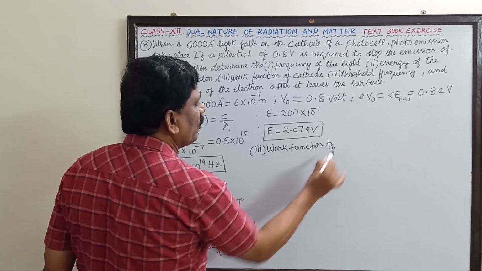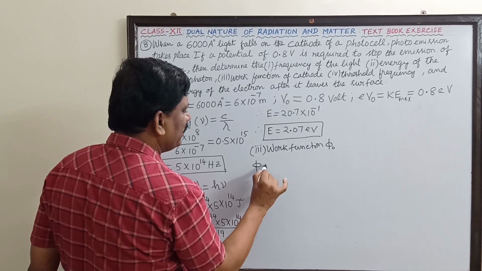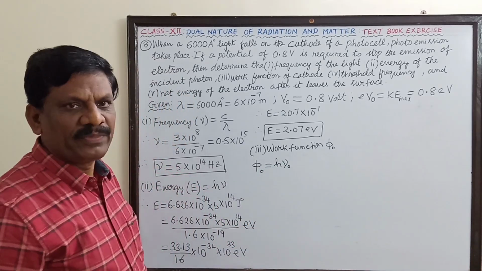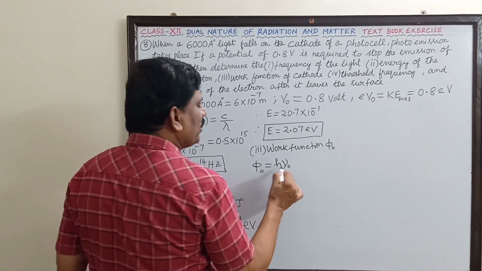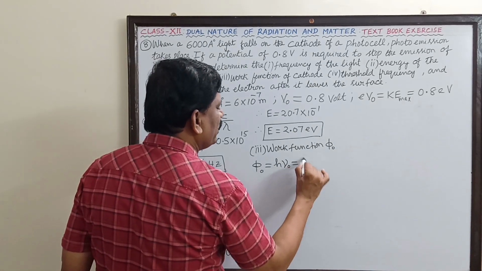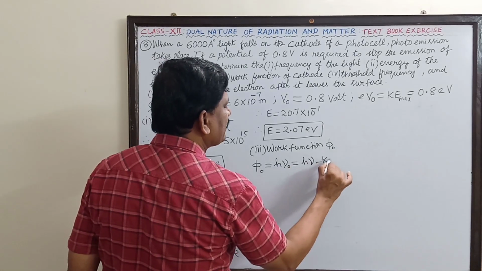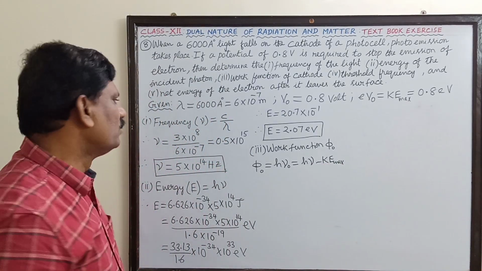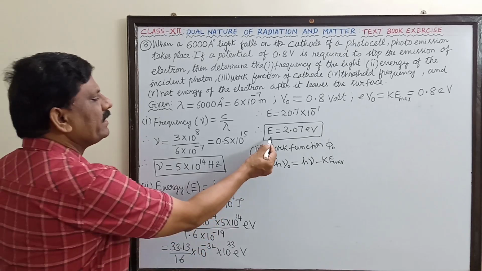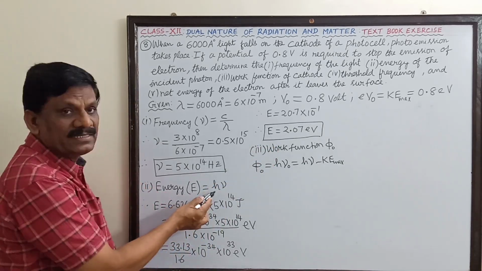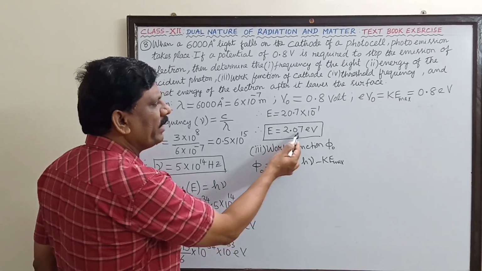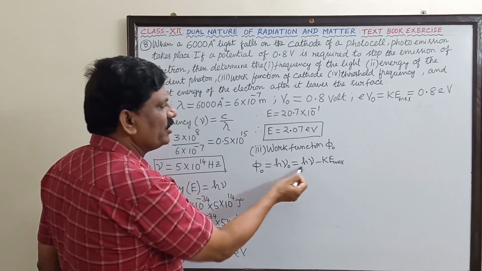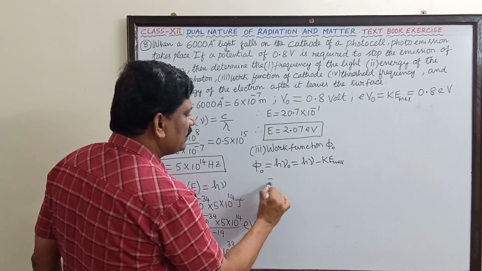Okay, phi naught. So this phi naught is equal to H into nu naught. From Einstein's photoelectric equation, this is also equal to H nu minus kinetic energy maximum. Just now we have found E is equal to H nu, is it not? The energy E is equal to H nu, we have found 2.07 electron volt. So instead of H nu, what we can substitute now is 2.07.